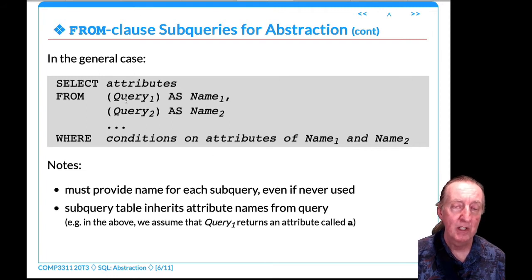To make this work, you can't just plonk a query there and not give it a name. You have to give every one of the subqueries a name. And the subquery tables, you don't actually have to specify a list of attributes, and if you don't, they just inherit the set of attributes from the attributes in query 1, for example.